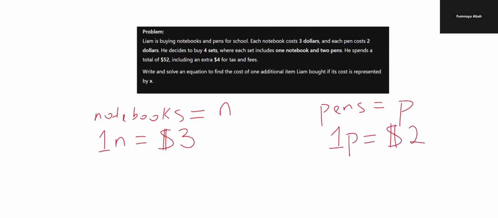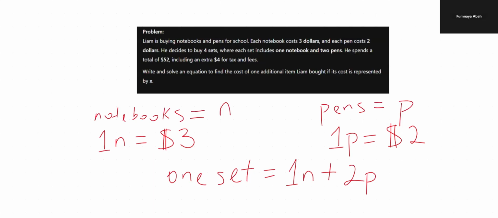Okay, so the next part says that he decides to buy 4 sets, where each set, so one set, includes one notebook and 2 pens. So let's simplify that. So one set is equal to one notebook and 2 pens. So that's the same as saying one N plus 2P, because N is notebook and P is pens. So we've written it as an algebraic expression. So this is one set.